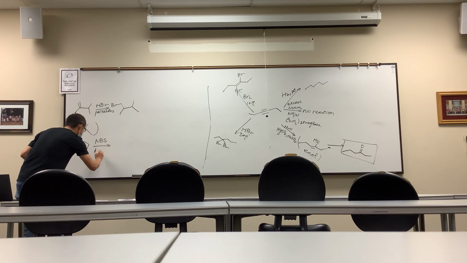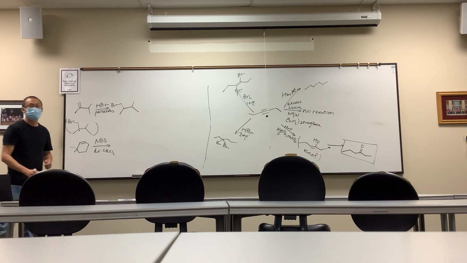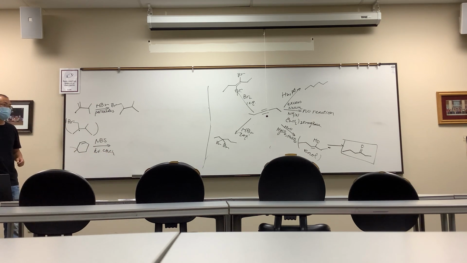NBS, under UV light and dichloromethane, what happens? It does a substitution of bromine on which carbon? Which carbon? It's the beta carbon.